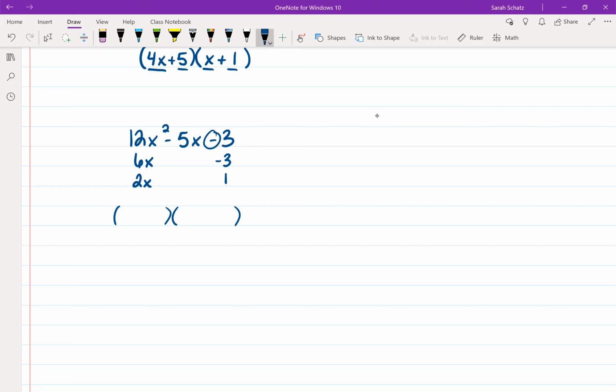Okay, so cross-check. 6x times 1 is 6x. 2x times negative 3 is negative 6x. Uh-oh, we got a 0 there, which is not a 5. There's a lot of things I can change here. You guys, what if instead of the negative on the 3, I put it on the 1? Let's see if that changes anything. I don't think it's going to. But let's try. So then this would be negative 6x, and this would be positive 6x. Oh, and I still got the 0, so it's a problem.